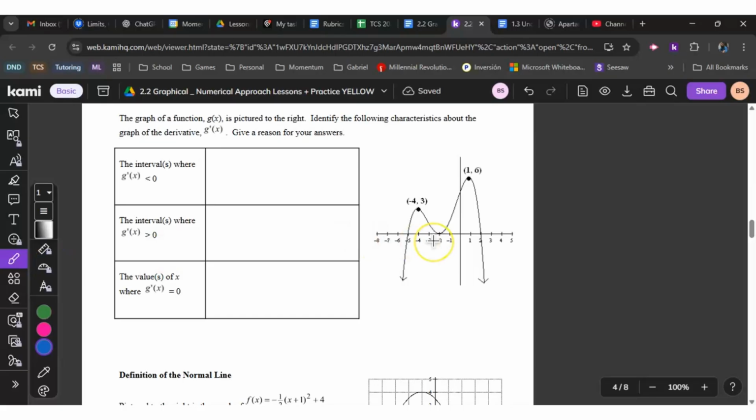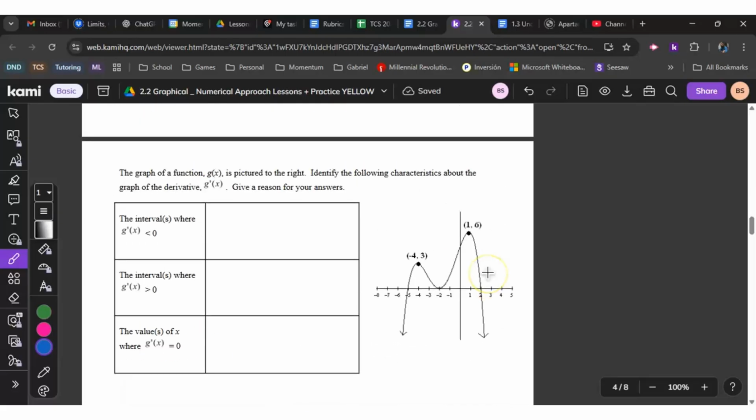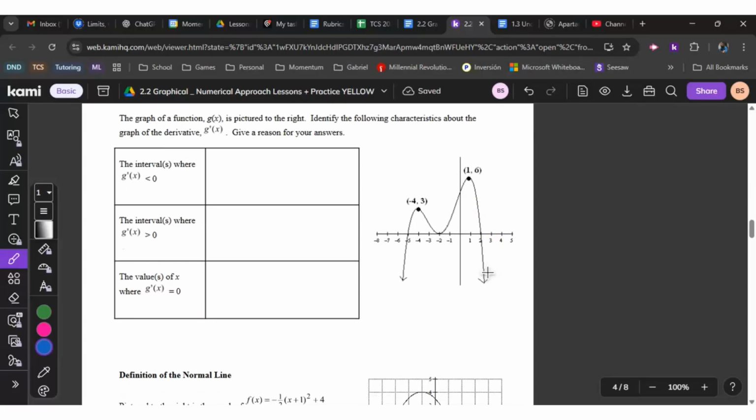Ready? Graph of the function g of x is pictured to the right. Identify the following characteristics about the graph of the derivative g prime of x. Give a reason for your answers. Guys, what do you notice about these 2 things up here that I just asked about? Exactly. So I gave you a picture of the function. I'm not going to ask you about it.